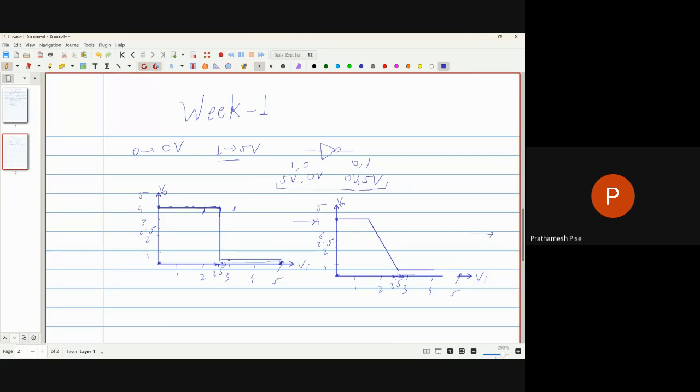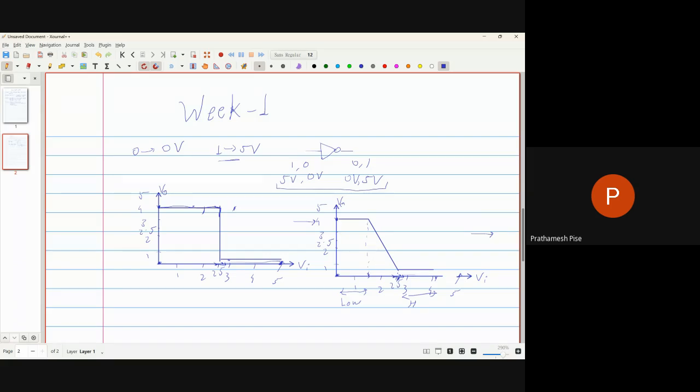So in case of input, there is this voltage here somewhere, and then there is this voltage. Any voltage that is in this range will be considered as logic low. Any voltage in this range will be considered as logic high.